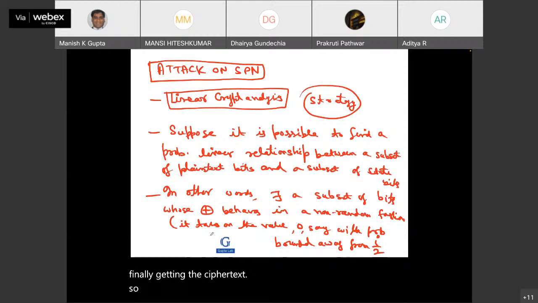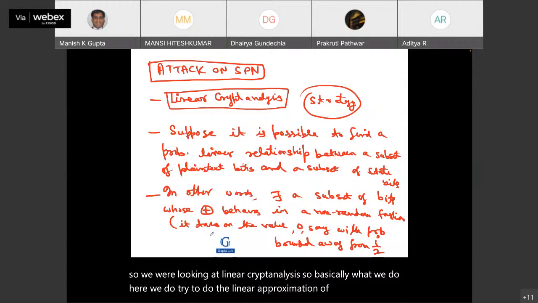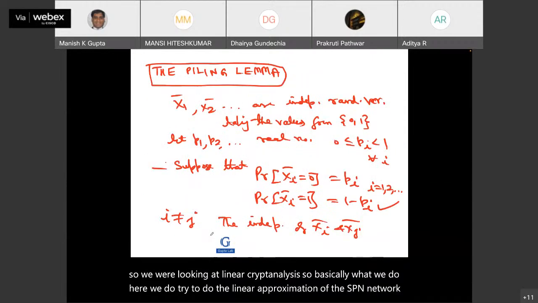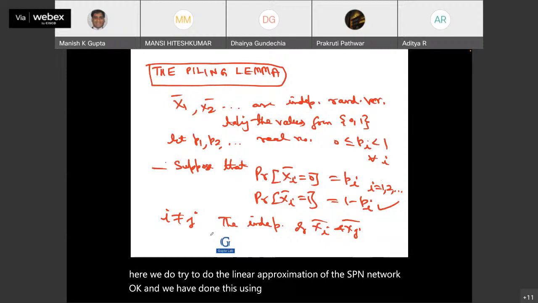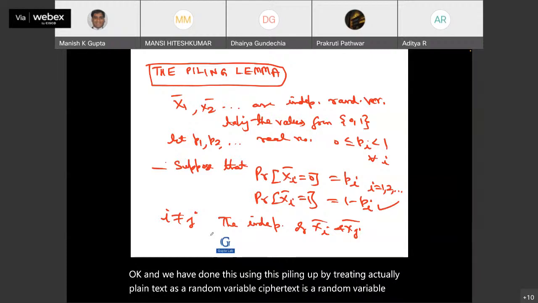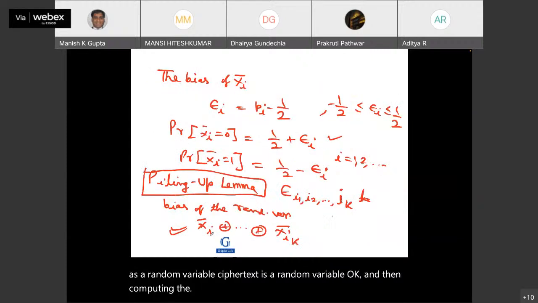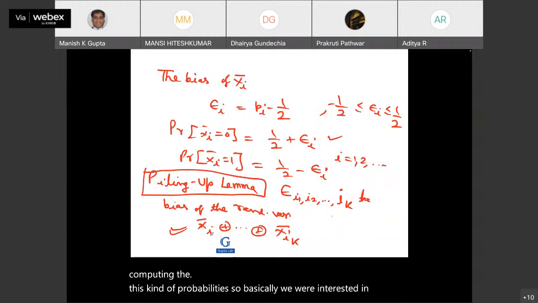So we were looking at linear cryptanalysis. Basically, what we do here is try to do the linear approximation of the SPN network. We have done this using the piling-up lemma, by treating plaintext as a random variable and ciphertext as a random variable, and then computing these kinds of probabilities. So basically we were interested in the bias of the system like this.